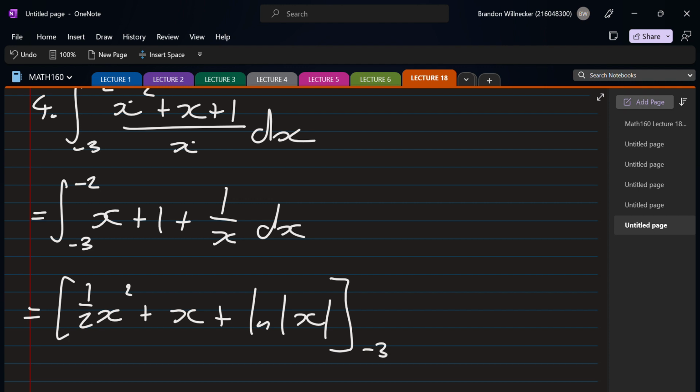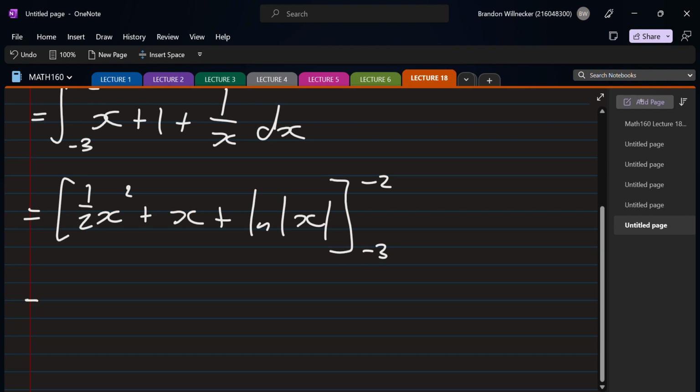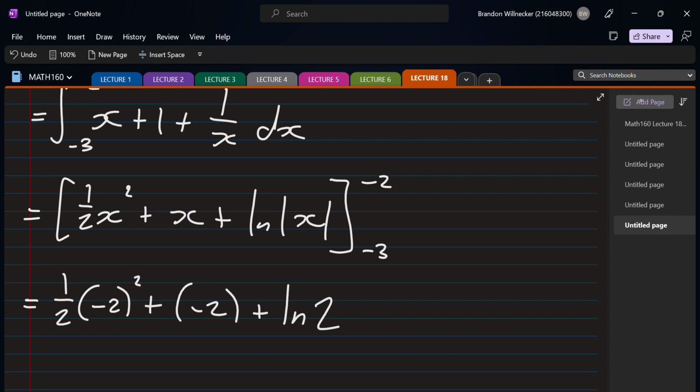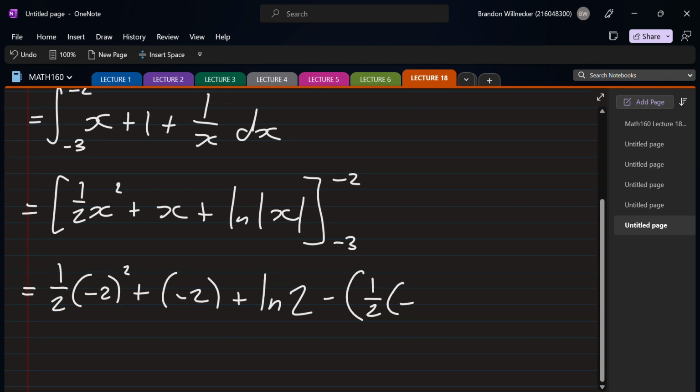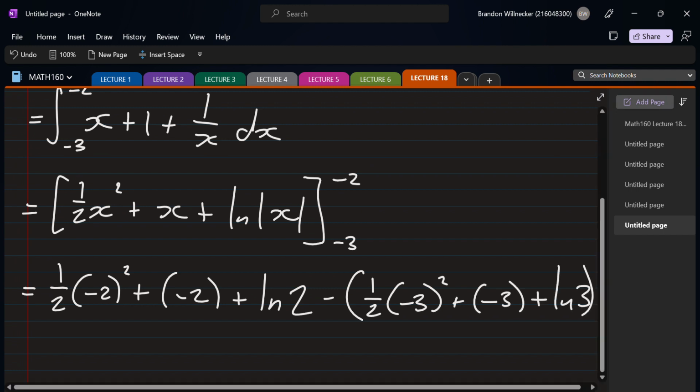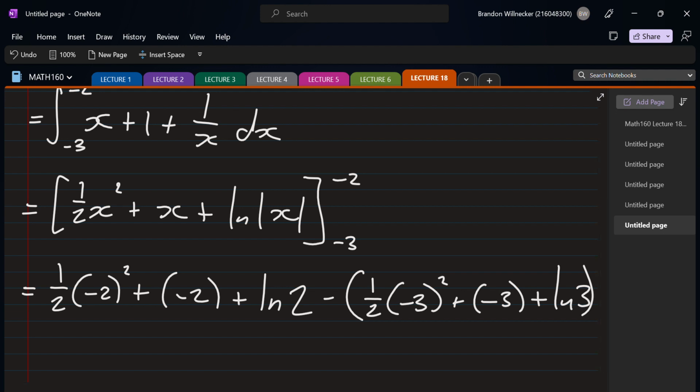So this goes from minus 3 to minus 2, then we can substitute. So substituting the top, we get 1/2 minus 2 squared, plus minus 2, plus the log of 2. So now I can drop the absolute value, because the absolute value of minus 2 is 2. Okay, now I can drop it. Before, I couldn't. Okay, minus, and then in brackets, we can substitute the bottom number. So that will be 1/2 minus 3 squared, plus minus 3, plus the log of 3. Again, now I can drop the absolute value, because the absolute value of minus 3 is 3.